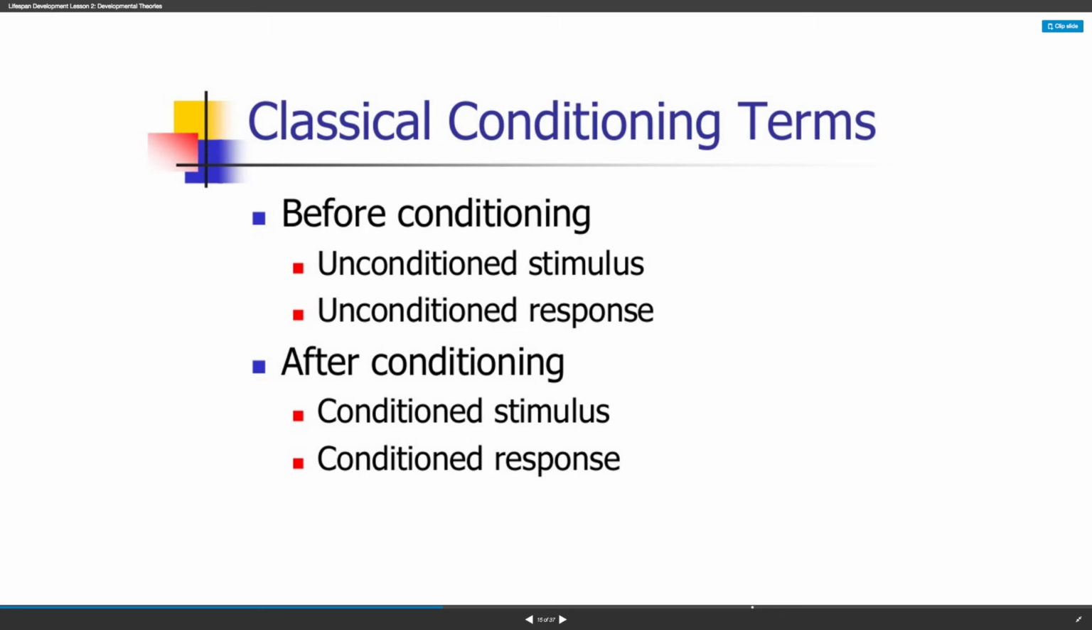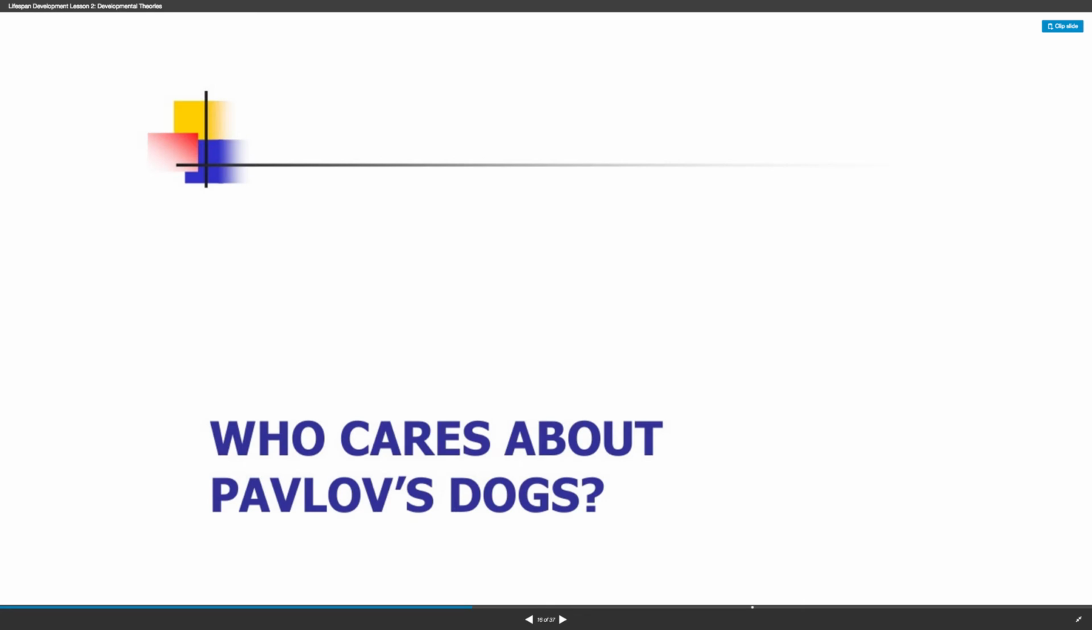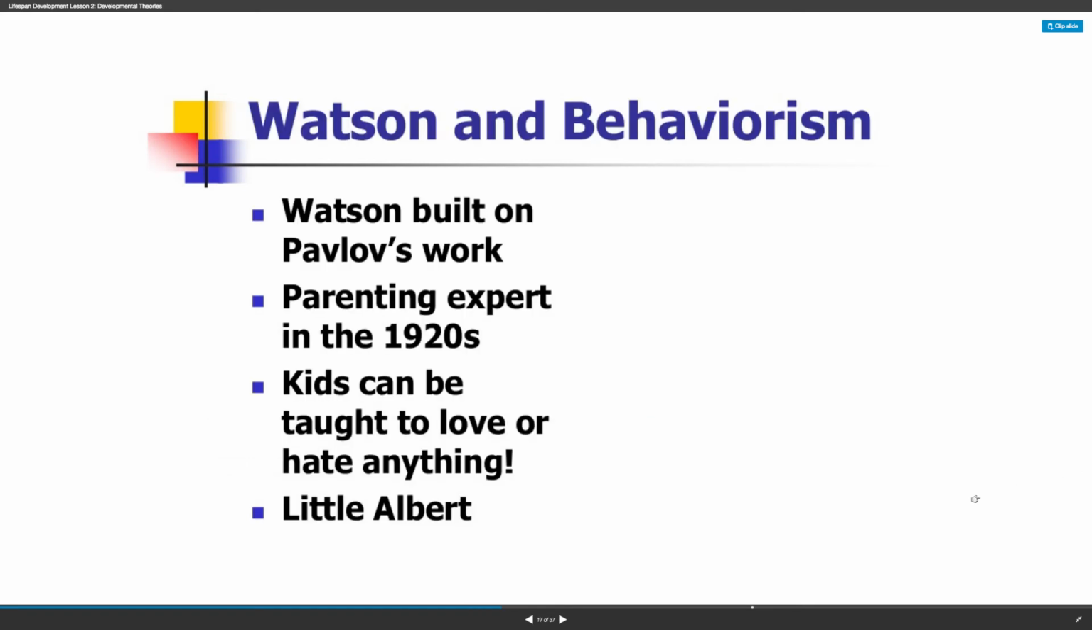So we can go beyond this now and look beyond dogs and salivation and maybe apply it to other people, because we care about Pavlov's dogs, but let's take that information from the dogs and say, can we apply this to people? So Watson and behaviorism built on Pavlov's work. He was considered a parenting expert in the 1920s and wrote a column in the newspaper giving parenting advice.